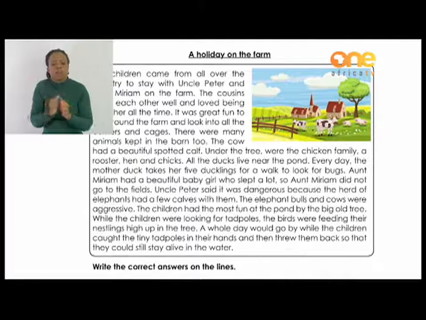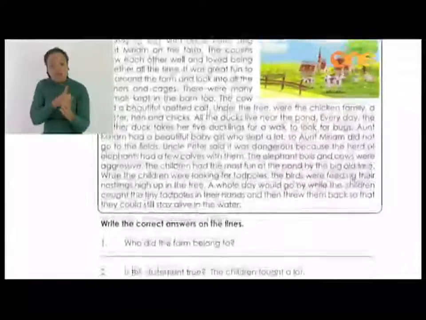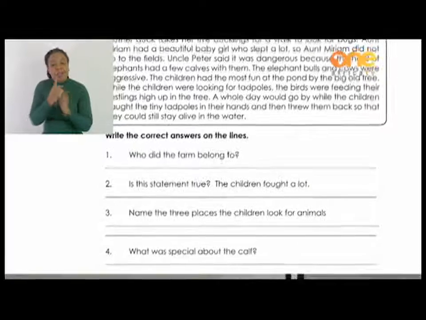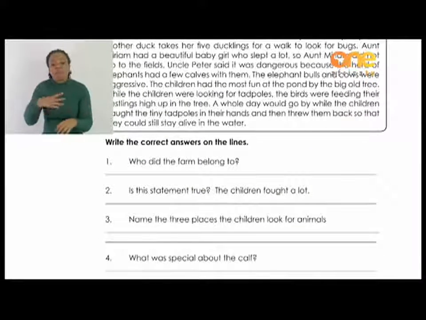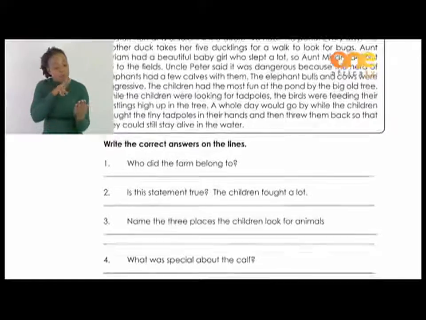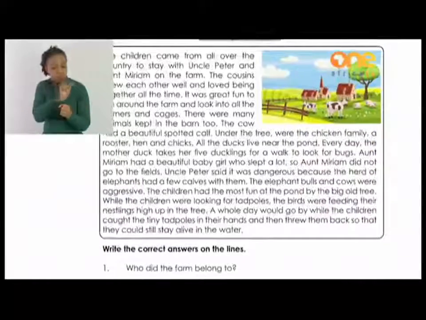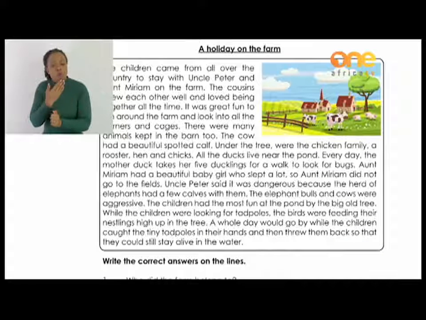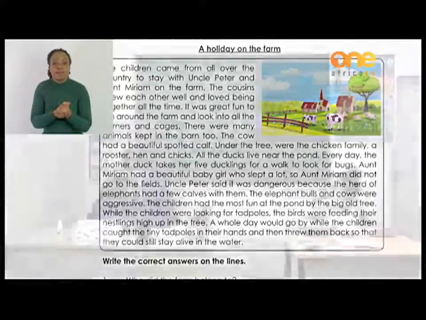That is our comprehension, boys and girls. So, your task is to read the questions again and go back to the comprehension. For example, number 1 is saying, who did the farm belong to? I will go back to my first lines, where it says the children came from all over the country to stay with Uncle Peter and Aunt Miriam. So that's how we look for the answers. Thank you so very much, boys and girls.